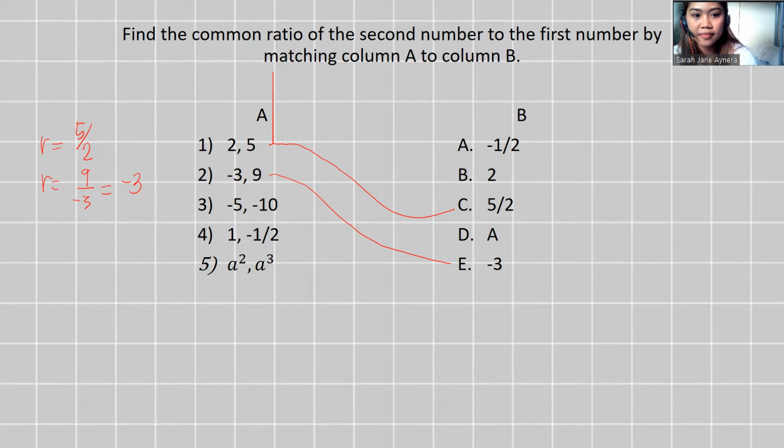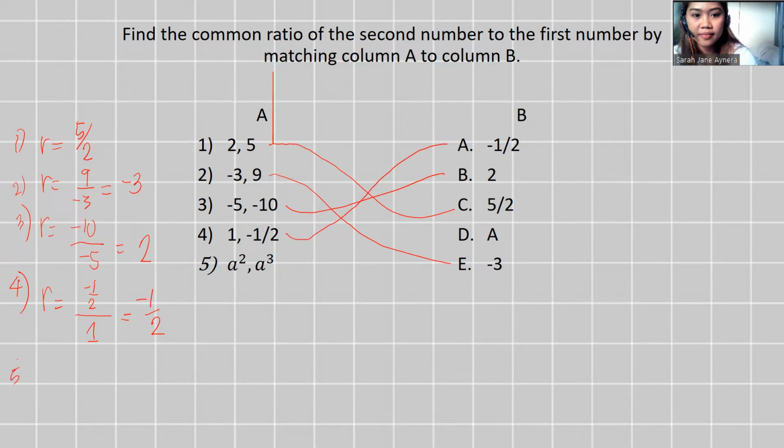For number 3, we have negative 5 and negative 10. The succeeding term is negative 10, the preceding term is negative 5. Negative 10 divided by negative 5 is equal to 2. And that is letter B. For number 4, r is equal to negative 1/2 divided by 1. Negative 1/2 divided by 1 is equal to negative 1/2. Number 4, the ratio is in letter A.